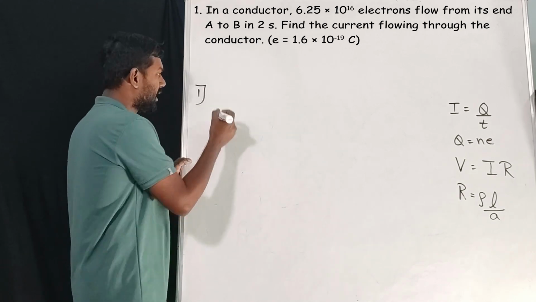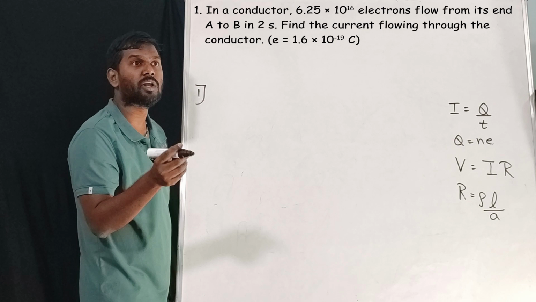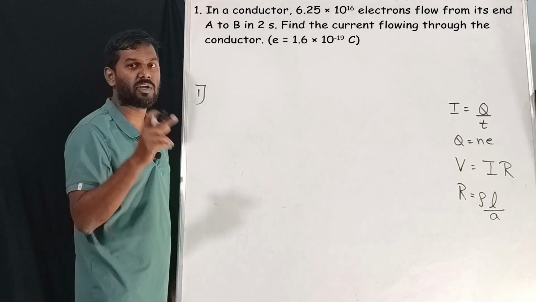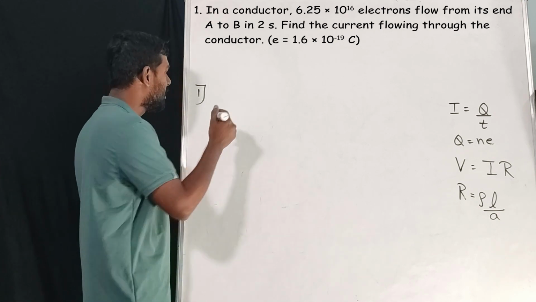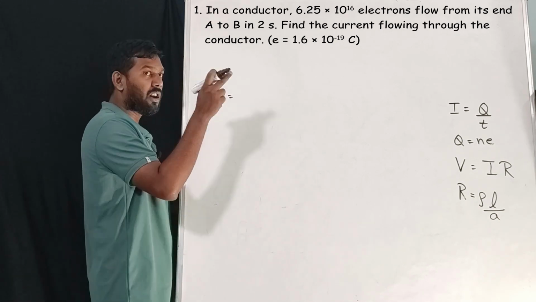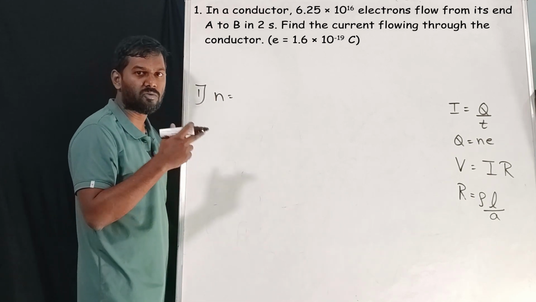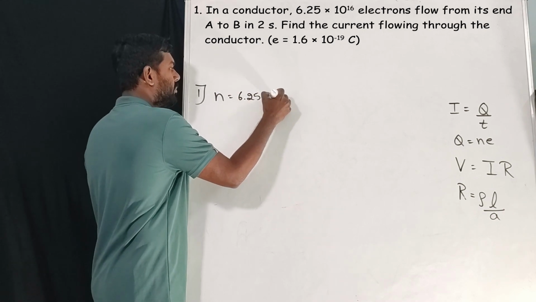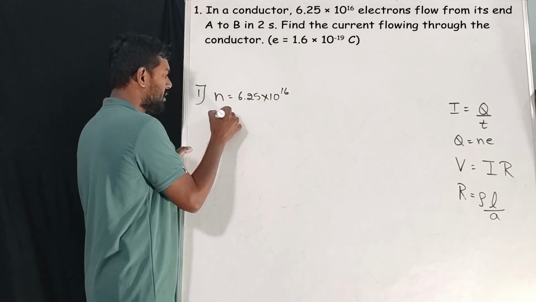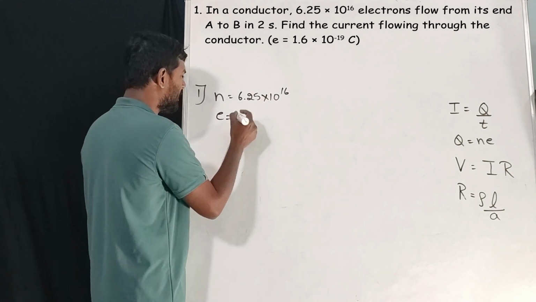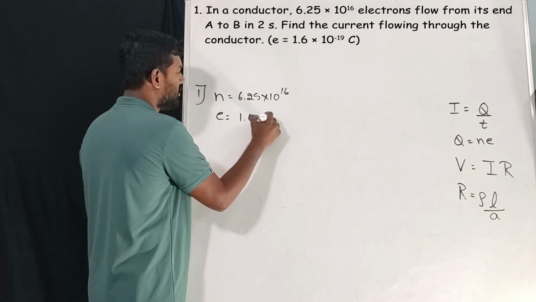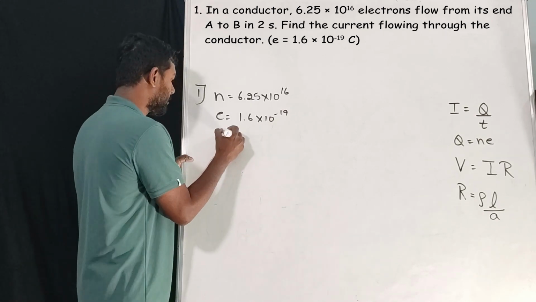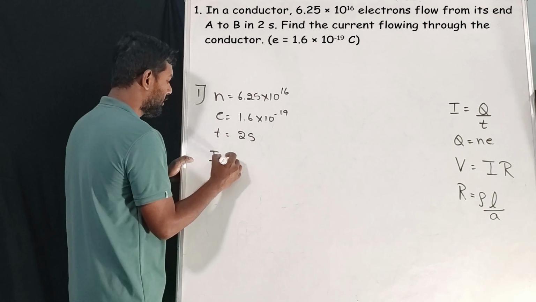So first we will write the given data. In the question, 6.25 into 10 power 16 electrons are flowing. That means number of electrons is given. Capital C unit is not given, that means N is given. If along with that value unit C is given, that means Q is given. So N is 6.25 into 10 power 16 electrons. Then E value is 1.6 into 10 power minus 19. Time is 2 seconds. We have to find current.